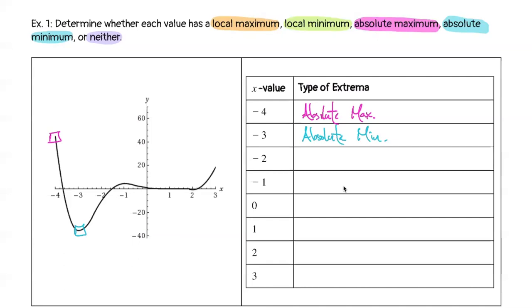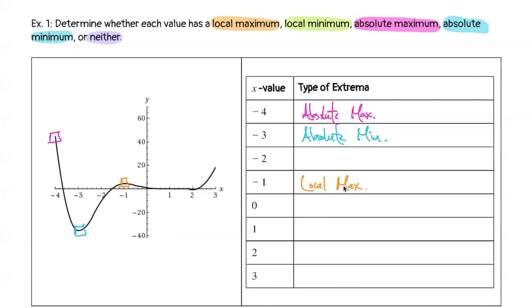Let's jump back and take a look at the local maximum. A local maximum is different from an absolute maximum because a local maximum is just the highest point in that region. It doesn't have to be the highest overall. It's like the highest in the region. And I would agree, I think X equals -1 is a very good example of a local maximum.